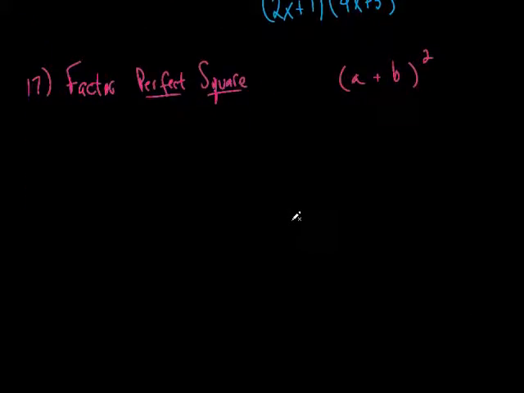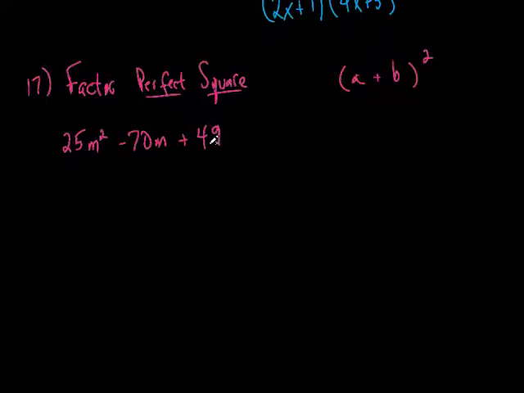So that should be helpful. Let's write down the problem. It's 25m squared minus 70m plus 49. First of all, let's see if this thing really is a perfect square or not. I don't know if you remember how to do that or not.